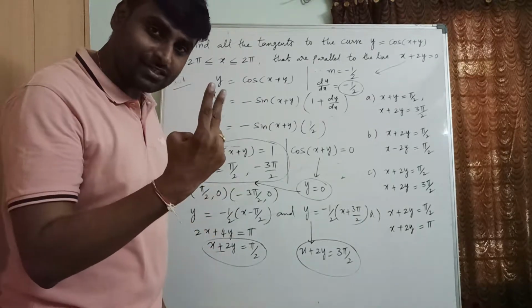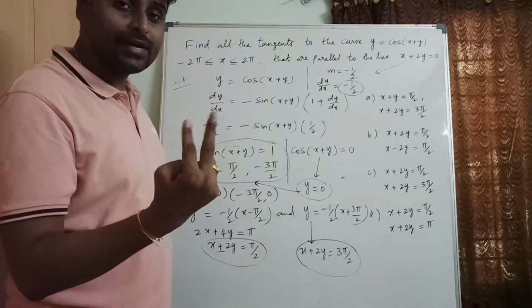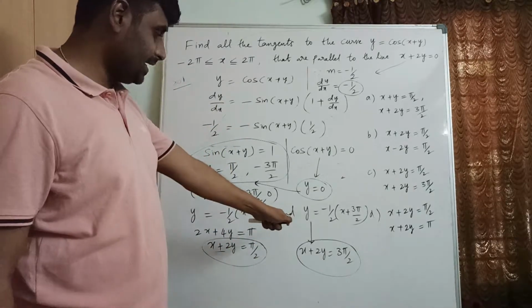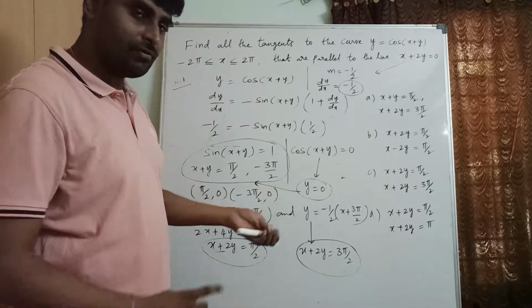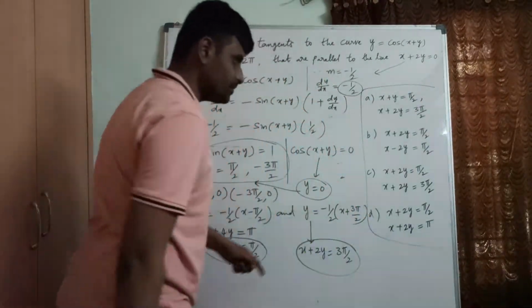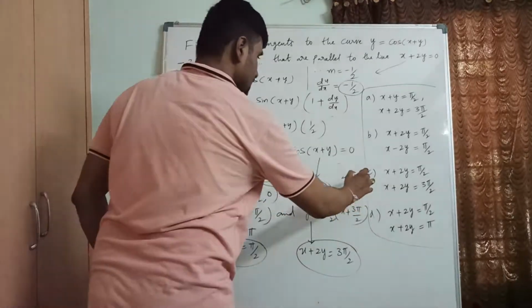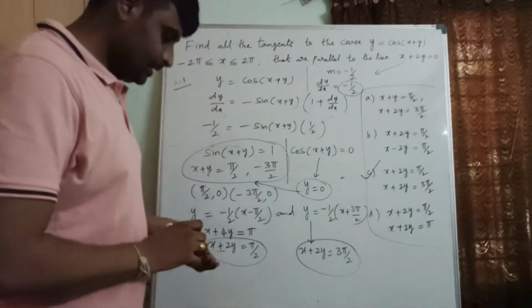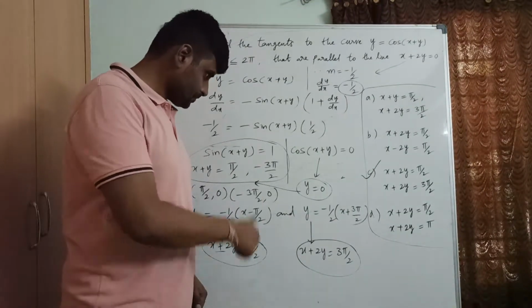Whenever we have 2 points of contact, there will be 2 equations of tangent. Correct? So these will be the required equations of tangents. So which is the correct option here? Option C. Clear? So hope you understood. Make a note of it.